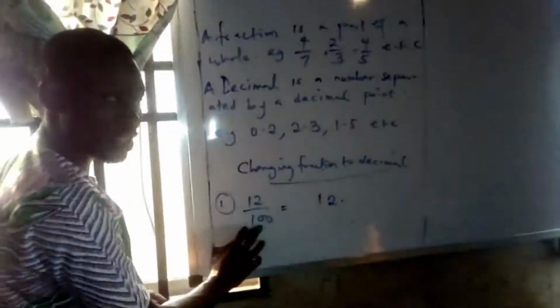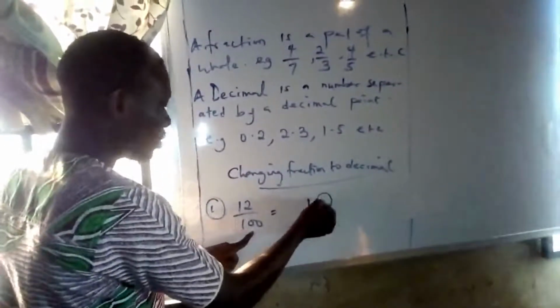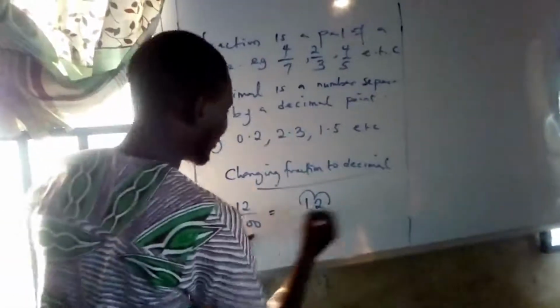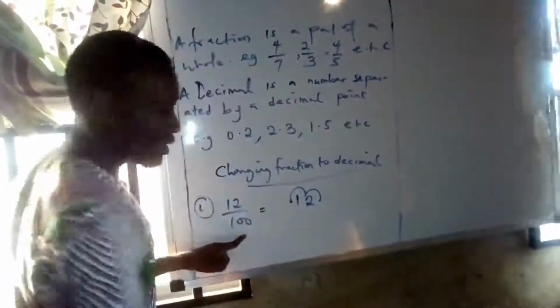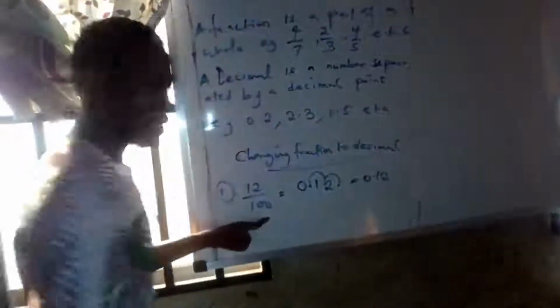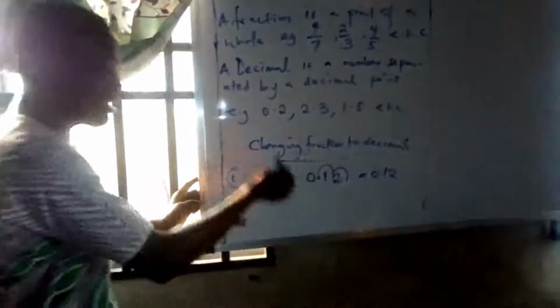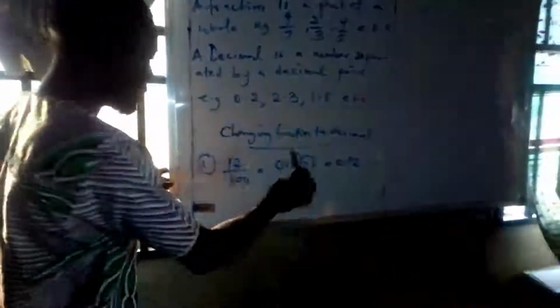We have 2 zeros here, so we'll be going back twice. 1, 2. So in this case we have the point here, then we put our 0 here. So that will be 0.12. We do this because for division we are going to the left, multiplication we are going to the right. So that's that.